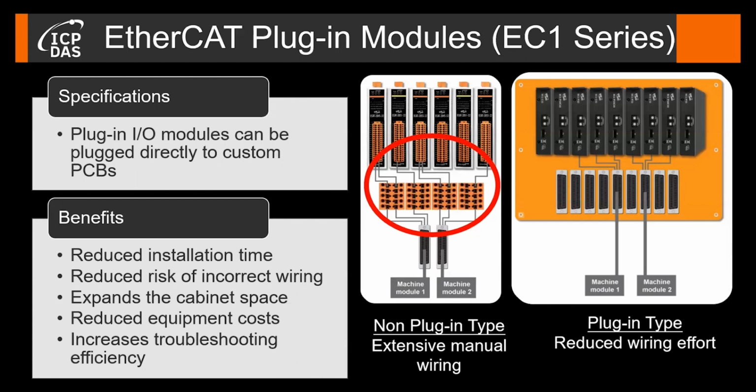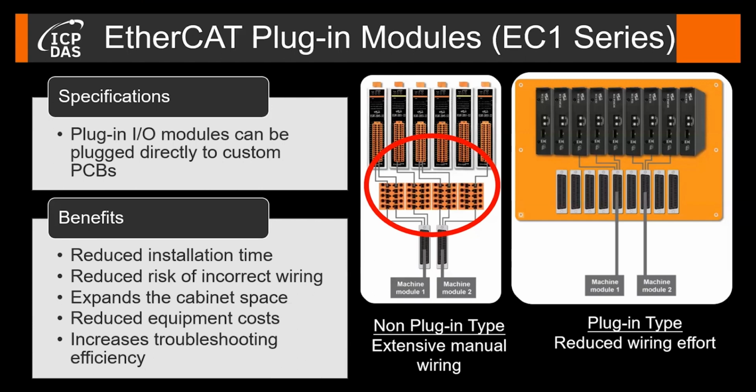The figure on the left shows the conventional point-to-point wiring process needed for connecting remote EtherCAT I/O modules. Each I/O channel, each I/O point, has to be wired one by one individually to an external device, such as a switch, valve, sensor, or actuator. So external manual wiring of single wires is time-consuming and increases the risk of incorrect wiring.